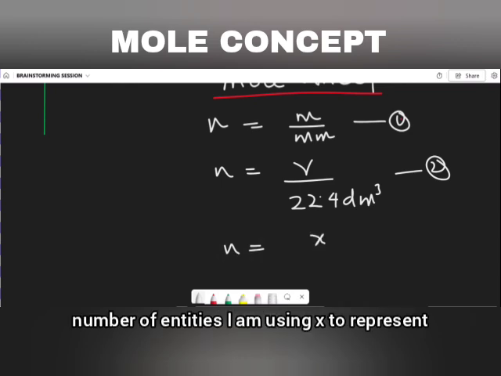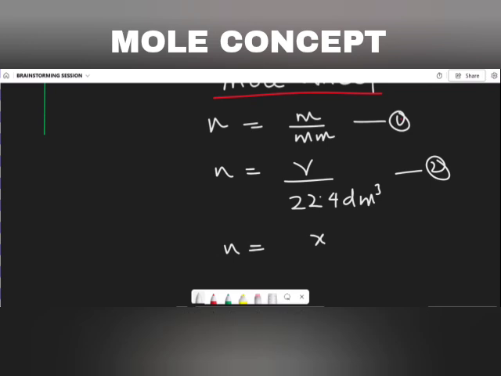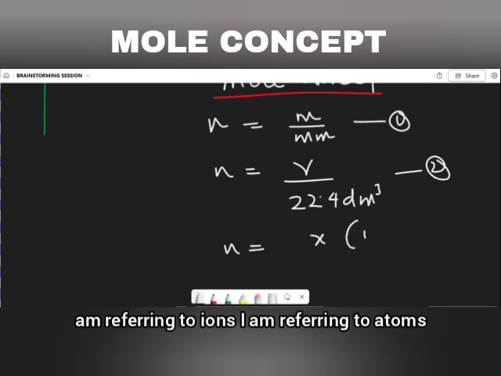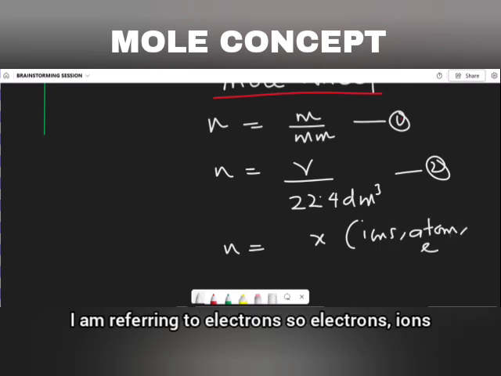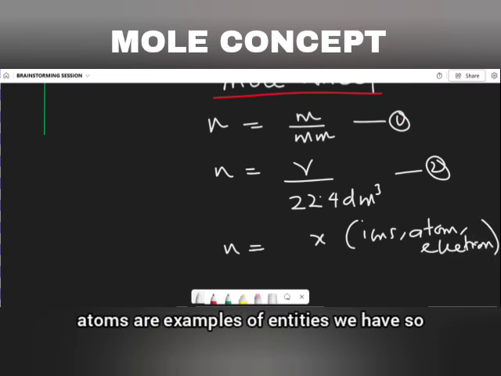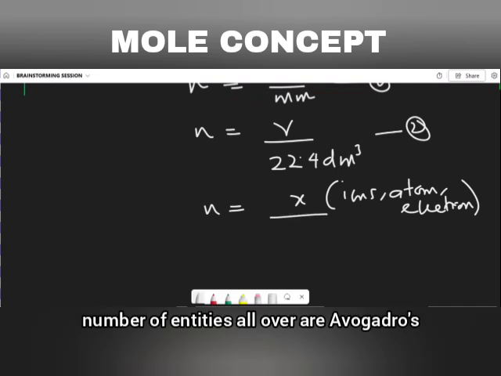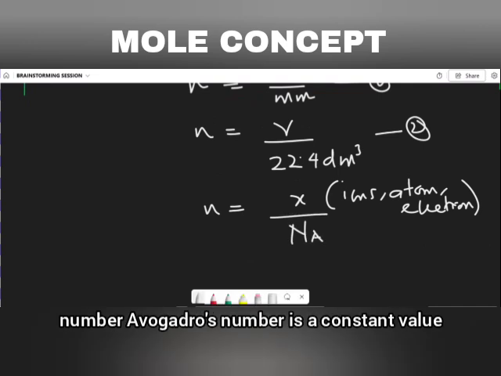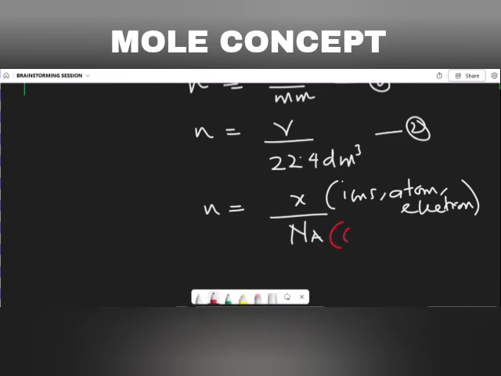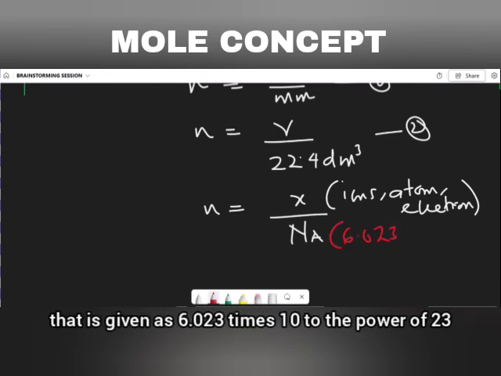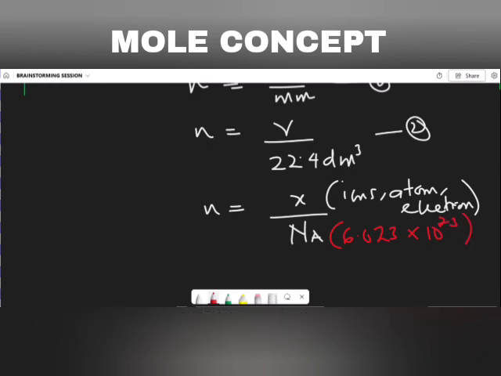I'm using x to represent number of entities, and whenever I'm referring to entities, I'm referring to ions, atoms, or electrons. So electrons, ions, atoms are examples of entities we have. So number of entities over Avogadro's number. Avogadro's number is a constant value that's given as 6.023 times 10 to the power of 23. So that's the third formula for mole, and we have more formulas.